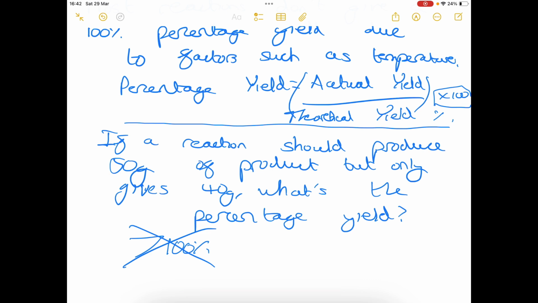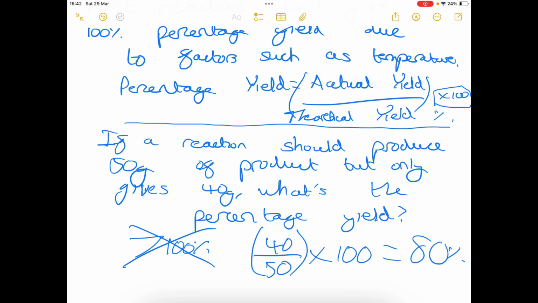So obviously, in this case, 40 grams is our actual yield. We'll divide that by 50 times it by 100 to get 80% percentage yield. So that is our percentage yield for a given reaction. They wouldn't usually hand it to you like that. It would be specific to, you know, a certain reaction and that sort of thing. But that's the basics of it. And we'll go over more detailed questions in a future video.